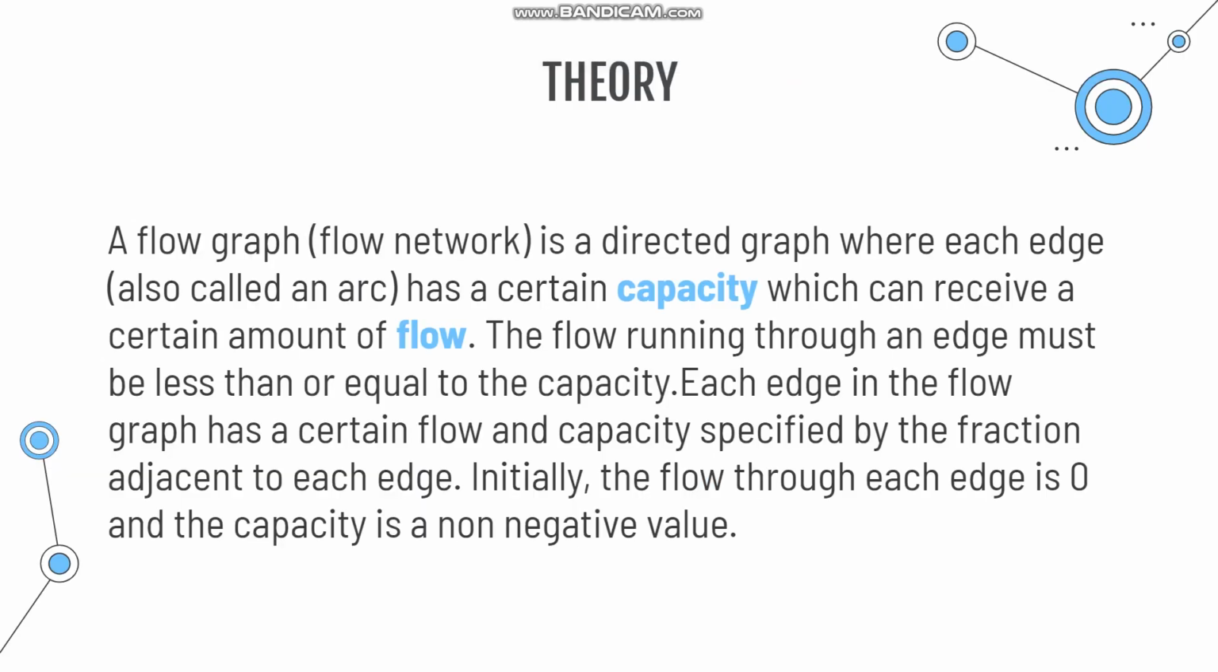A flow network is a directed graph where each edge, also called an arc, has a certain capacity which can receive a certain amount of flow. The flow running through an edge must be less than or equal to the capacity. Each edge in the flow graph has a certain flow and the capacity specified by the fraction adjacent to each edge. Initially, the flow through each edge is zero and the capacity is a non-negative value.